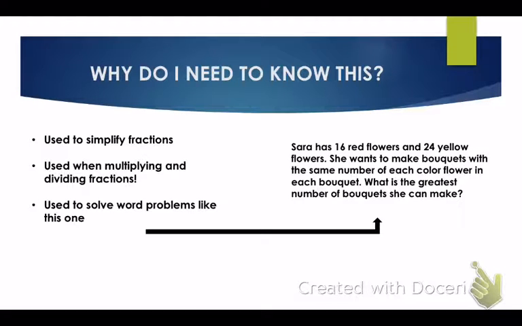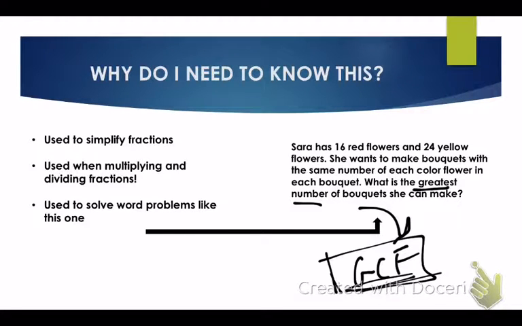Alright, and I want to let you know a little hint before we get started on these word problems. It says Sarah has 16 red flowers and 24 yellow flowers. She wants to make bouquets with the same number of each colored flower in each bouquet. What is the greatest number? Listen, greatest number. That is an indication that you are going to use the greatest common factor. We'll come back to this at the end of the video. However, just wanted to give you a quick hint.